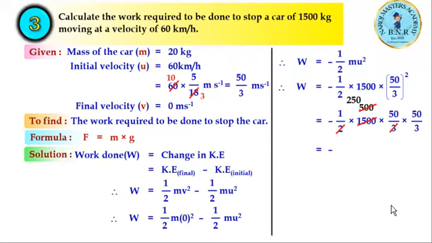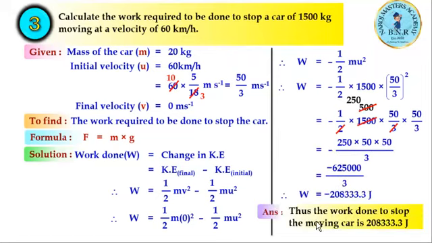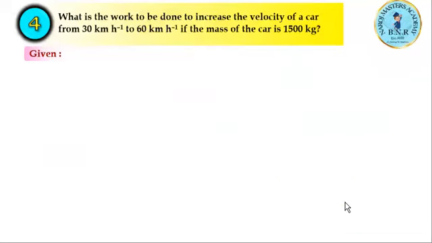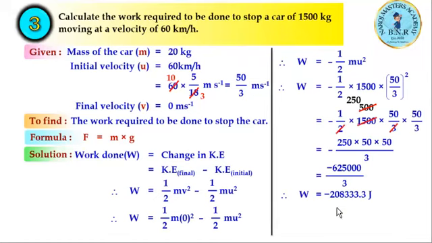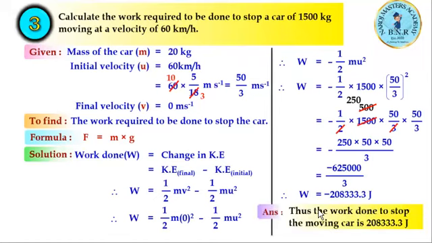What is the answer here? W is equal to minus something you are getting. Thus, the work done to stop the vehicle or car is how many joules? 2,08,333 joules. This is clear. In terms of kilojoules, if you want, it means 208 kilojoules. Okay, very simple.